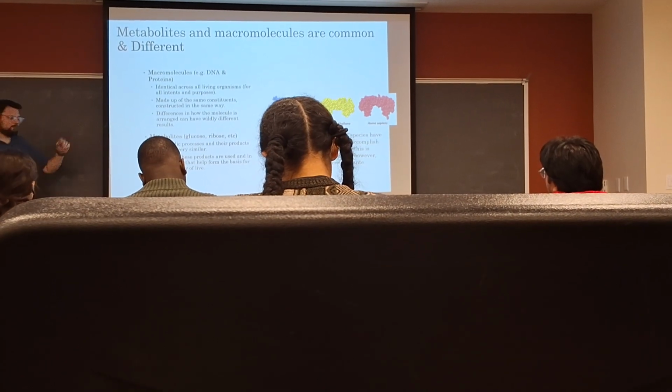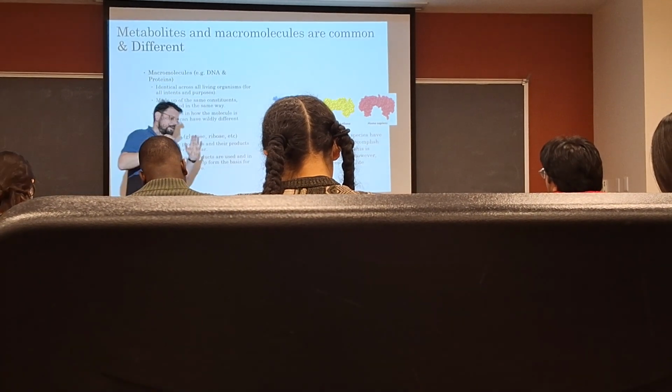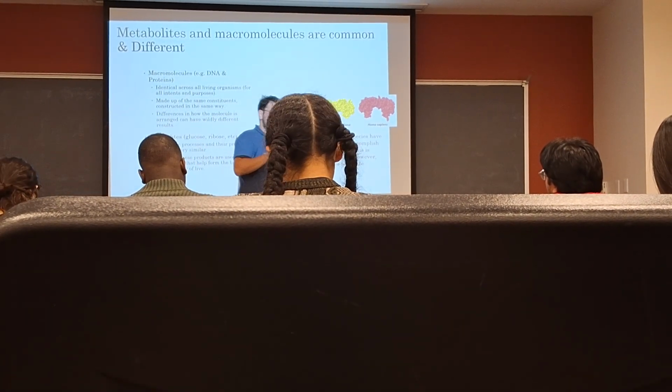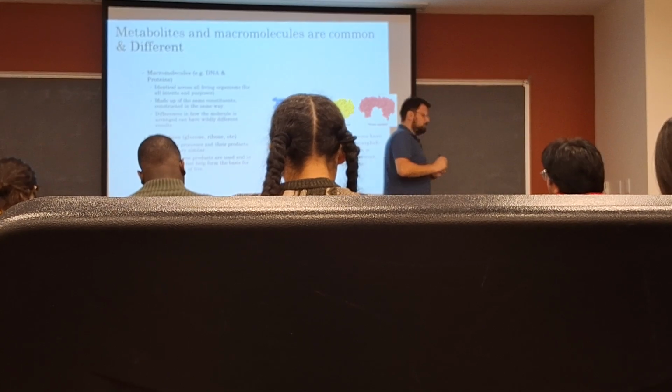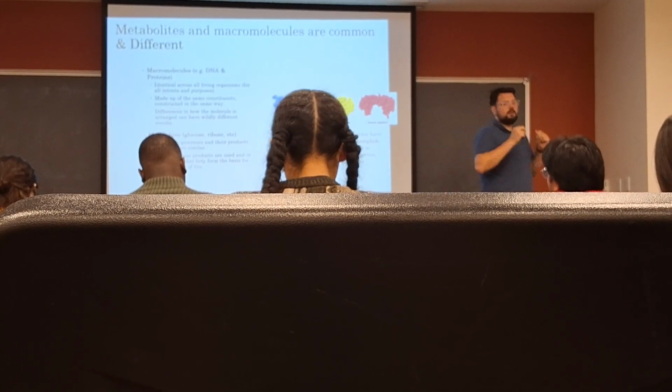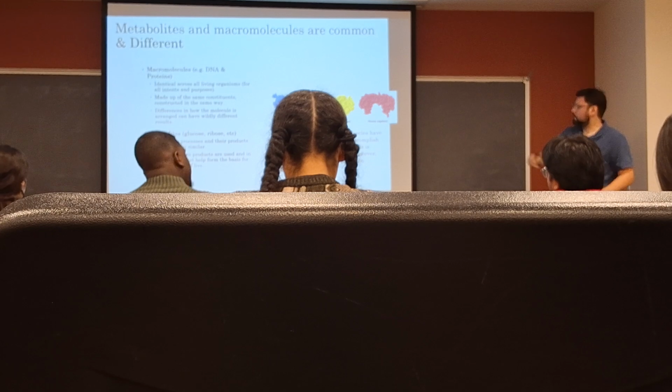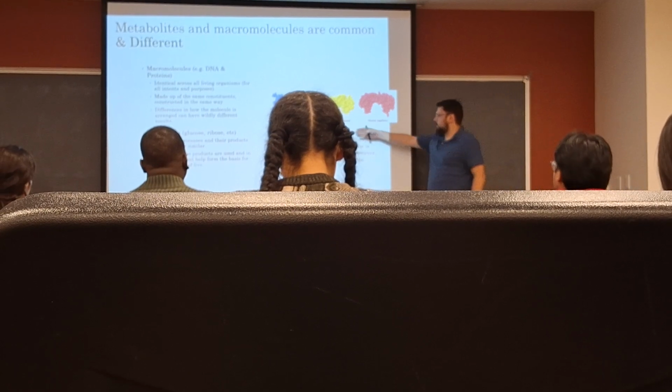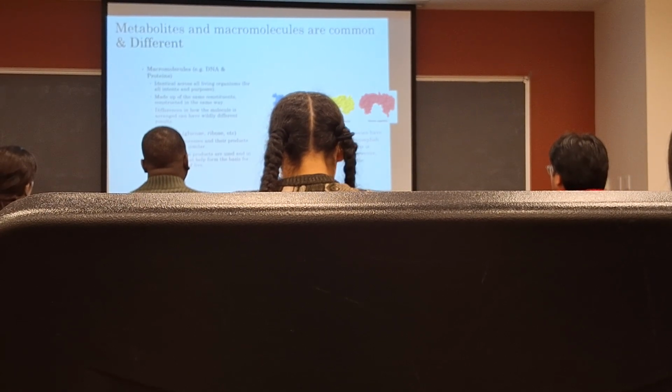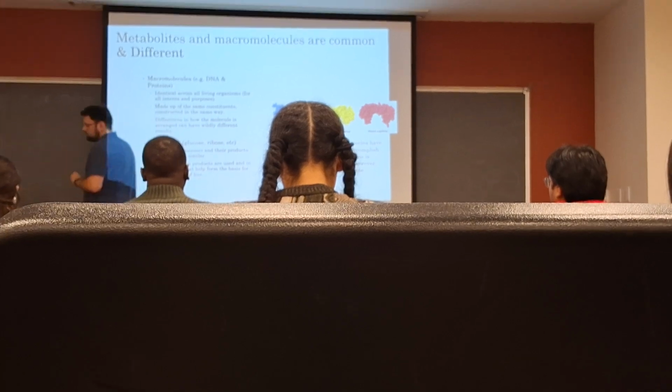For example, we're going to go over DNA today. DNA has a very specific structure and a very specific shape that allows it to do what it needs to do. In the case of DNA, that is to encode genetic information. In this case, what we have is a binding protein, right? This is a specific type of DNA binding protein.